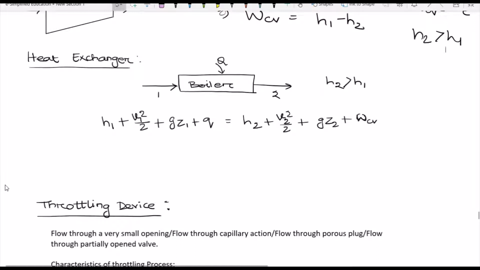Next, coming to the heat exchanger. For a heat exchanger, it takes some heat. The other terms are all 0, so Q will be h2 minus h1.